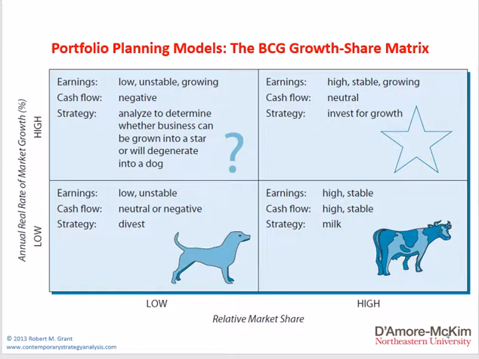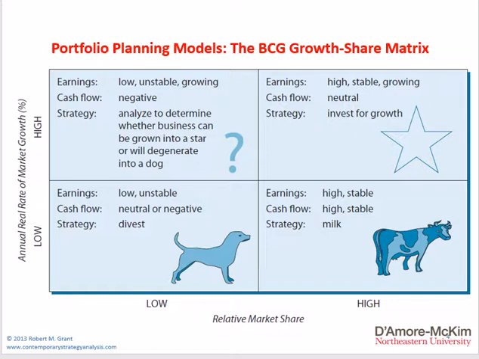In the bottom left, you have the dogs, where the firm has a low market share or a low competitive position, and the industry itself is not very attractive. Typically, these involve poor performance, and likely the strategy is to divest. On the bottom right, you have cash cows, where the firm has a strong position, but the industry is not growing. Here, the goal of the firm is to maintain this position, but take the profits and cash from this business and apply them to either stars or question marks, which we'll get to next.